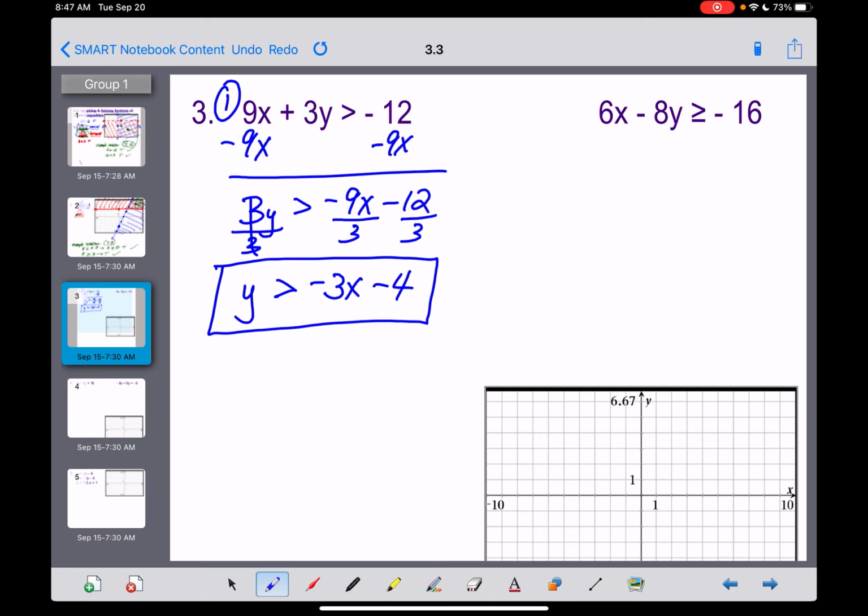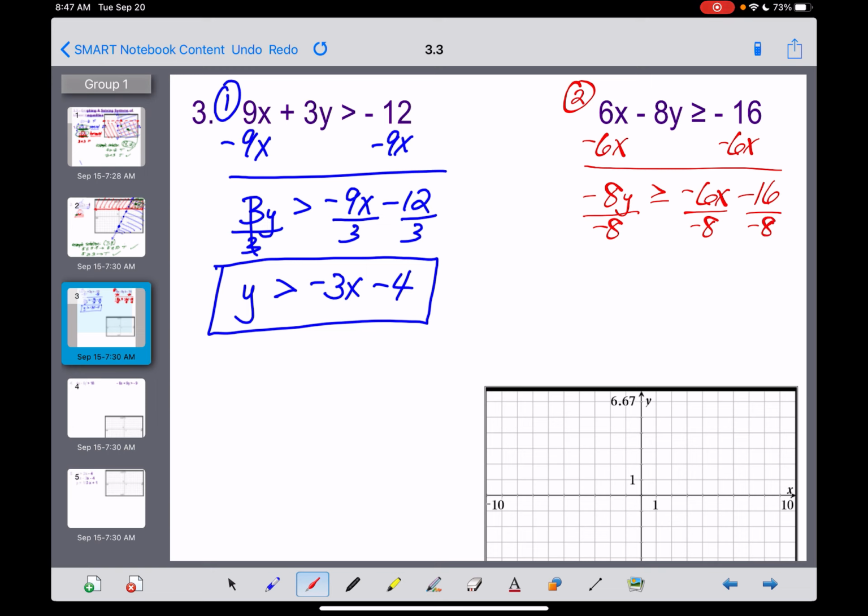I could graph this now, but I think for a reason you'll see in a second, I'm going to hold off here. And I'm going to solve the second inequality now for y, and then we'll graph them both simultaneously. Okay, trying to get y by itself, we're going to subtract a 6x from each side, and that is going to leave us with a negative 8y is greater than or equal to a negative 6x minus 16. And now to get y by itself, we're going to divide each term in this inequality by negative 8. Now those negatives cancel, and we end up with y.